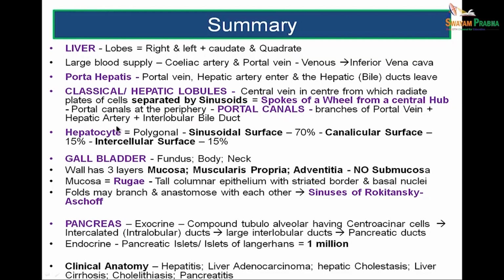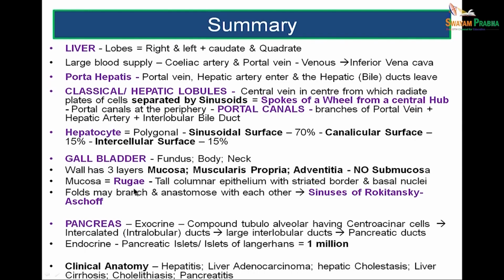We studied the hepatocyte, the basic liver cell, polygonal, having a sinusoidal surface, a canalicular surface for bile canaliculi and the intercellular surface between adjacent hepatocytes. Then we studied the gallbladder: the fundus, body and neck. The wall of the gallbladder is different from the gastrointestinal tract because it has only 3 layers, a mucosa, a muscularis and adventitia, no submucosa.